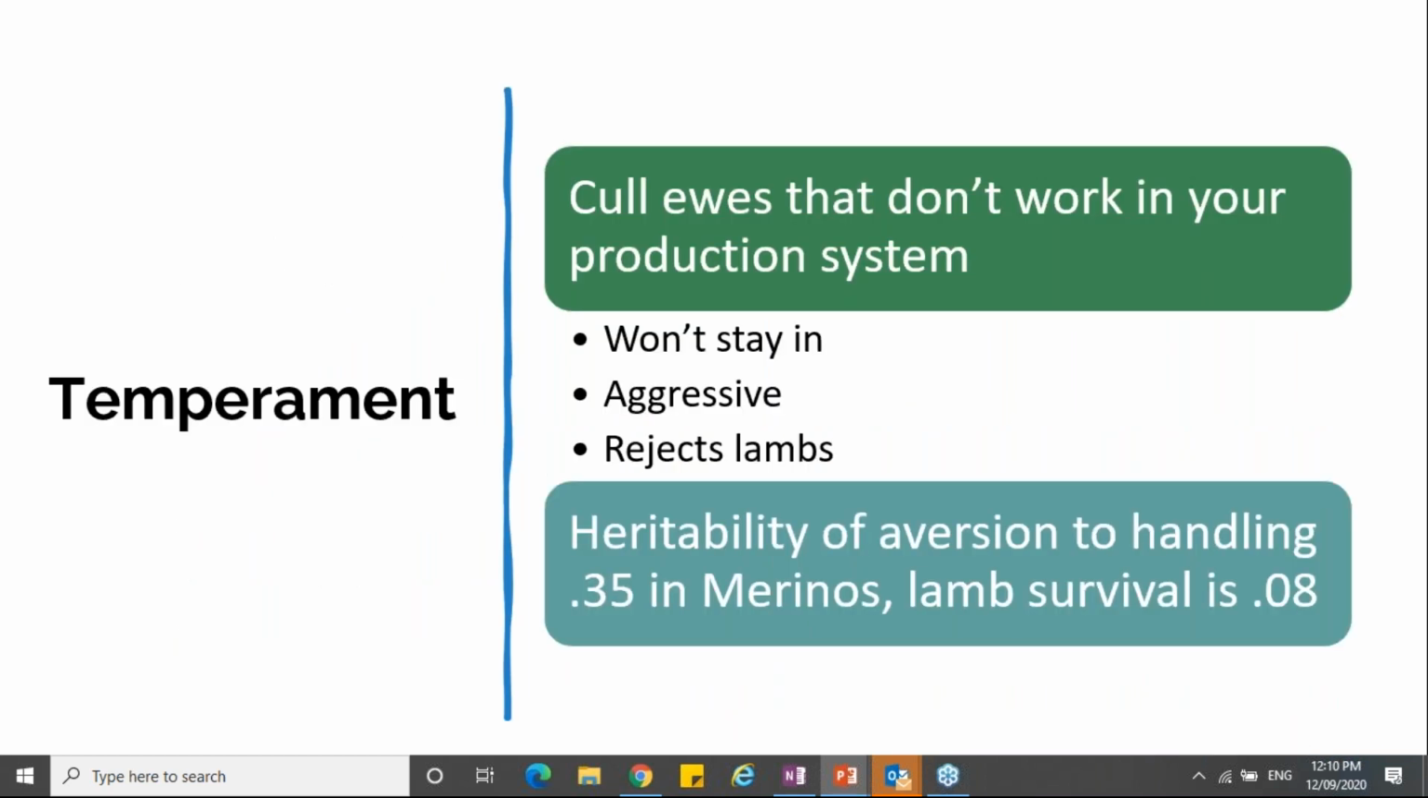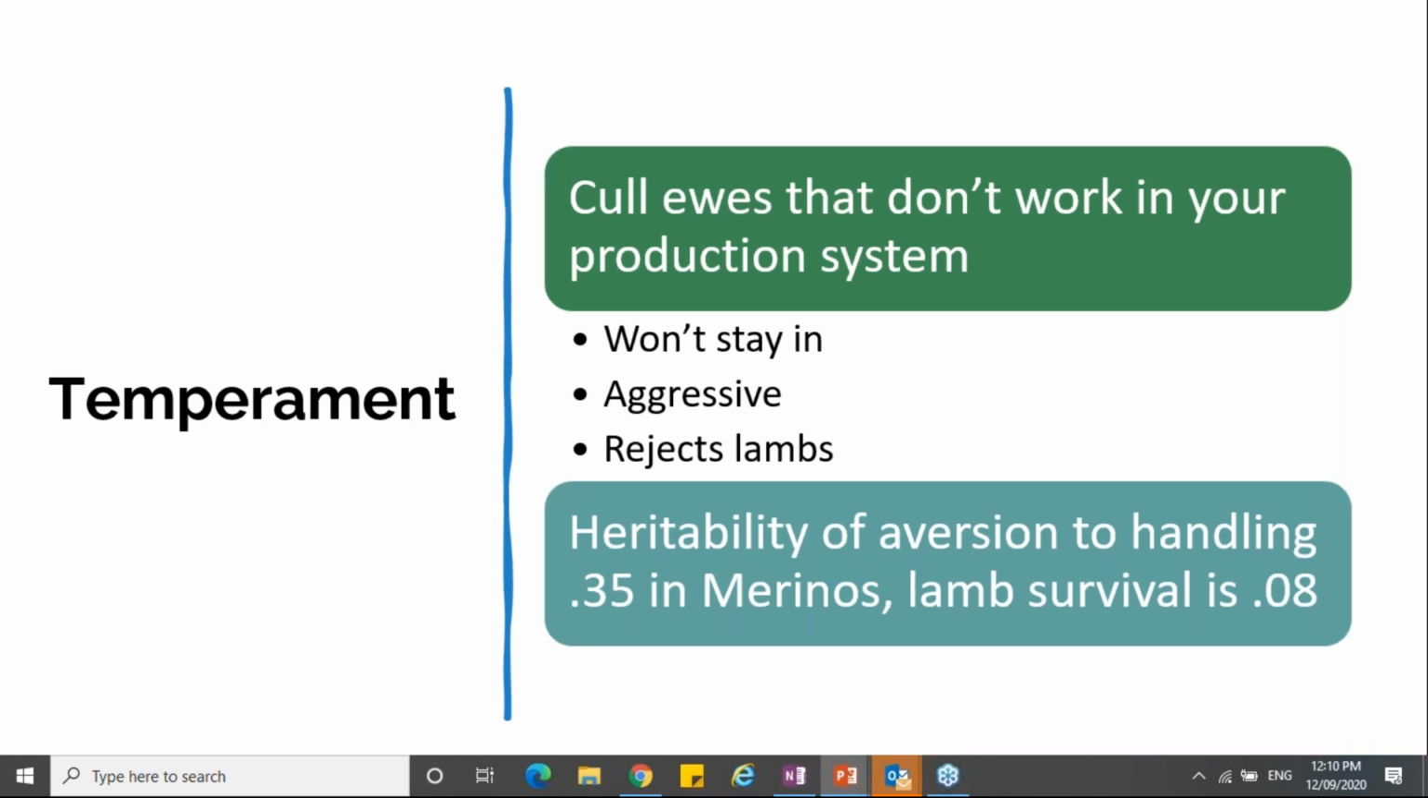And so another thing that you might consider culling on is temperament. You want to cull ewes that don't work in your system. So maybe they won't stay in your gates, maybe they're too aggressive, maybe they're rejecting lambs. Could be a whole host of things that make you think, why do I have this ewe? And so this one, it's interesting because there hasn't been a lot of research on how heritable is temperament.